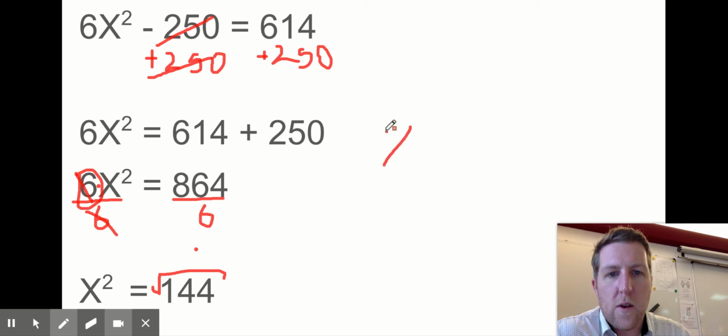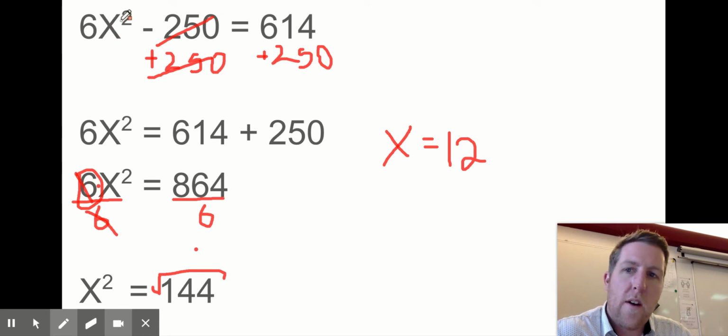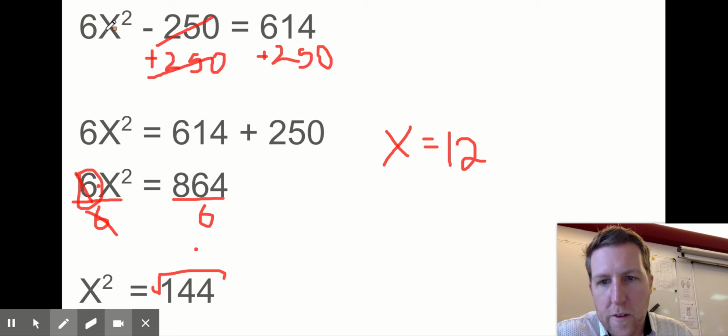So x equals 12. You could check if this is correct by taking the number 12 and inserting it here in the position of x. So 6 times 12 squared, that's 6 times 144. That gives you 864, and then subtract 250 gives you 614.